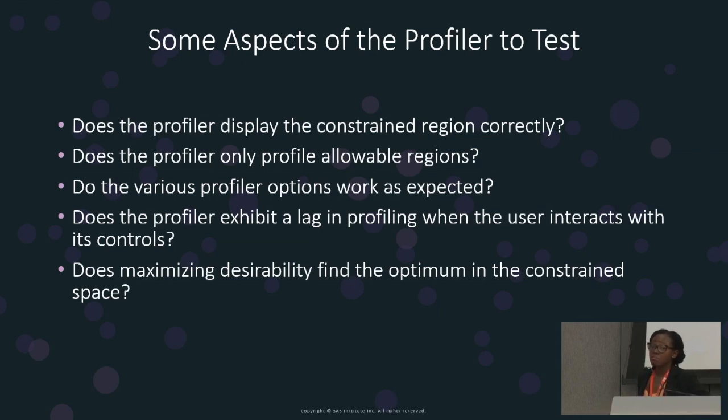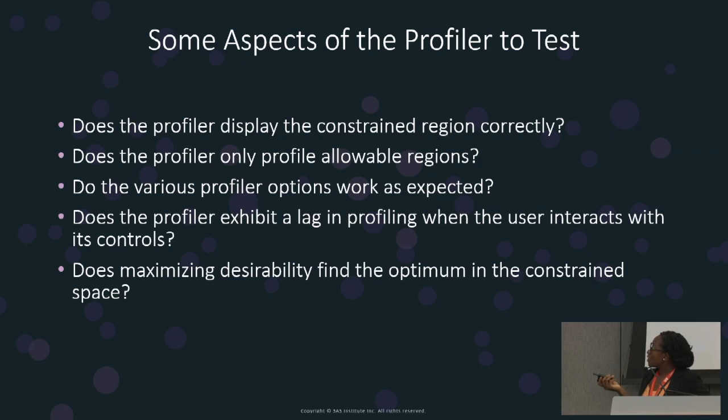Now, some of these are important but fairly straightforward to test. For instance, a user interacting with the controls in the profiler would not like to experience a delay when he moves the crosshairs to either the right or the left to see how the response is updated. Now, this is a very important thing to check, but it's also fairly straightforward. There are implementations in JMP that enable us to do this fairly easily.